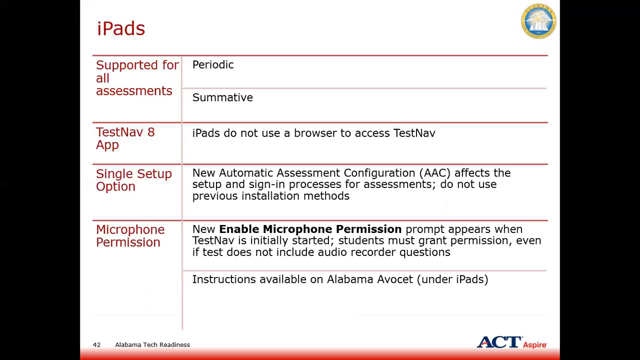There's also an enable microphone permission prompt that's been added in the updated TestNav app. This is just, again, a one-time initial appearance when you first launch the TestNav app. Students will see that prompt, or you can see it if you're doing the setup beforehand. But essentially, all you have to do is say OK, enable the TestNav microphone permission. And it's just telling TestNav that if the test includes audio recorder questions, that it can access the microphone. So it's just that one-time setup.